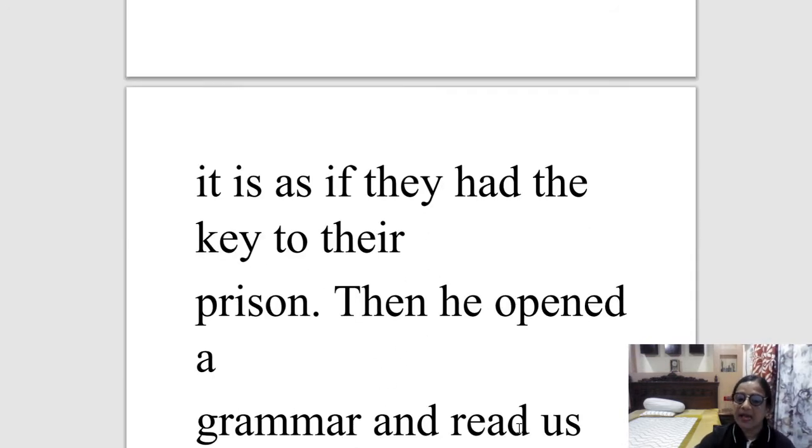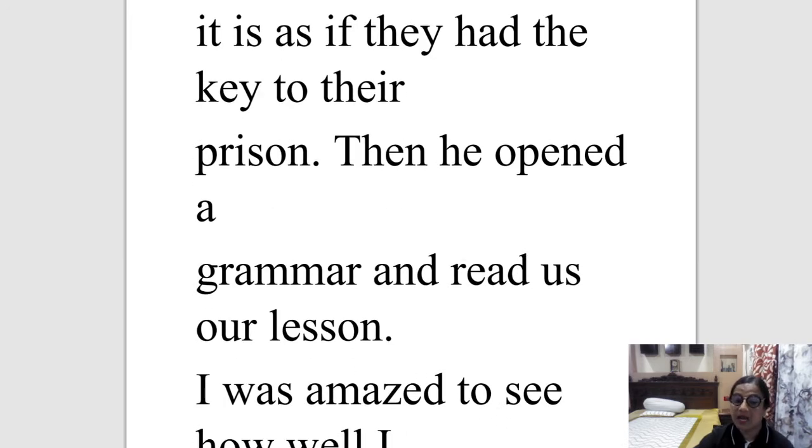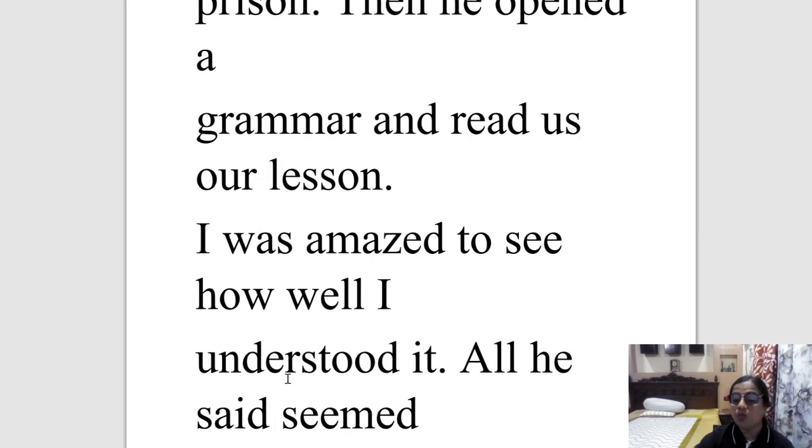Then he opened a grammar and read us our lessons. I was amazed to see how well I understood it. Now, Franz, who is the narrator of the story, is amazed. Yes, dear Napurna, civil disobedience movement. Very good. I'm just referring to it so that you understand it better.